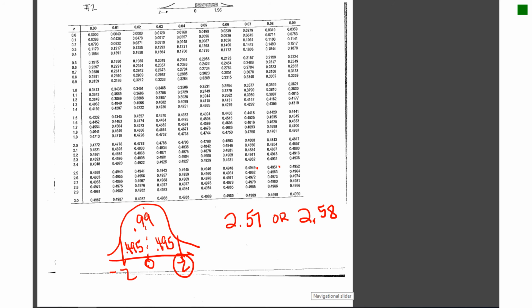And remember, you'll need this for both scenarios. If you go back to the PowerPoints, there are three scenarios: sigma known and your proportions. Okay, use the z-score.